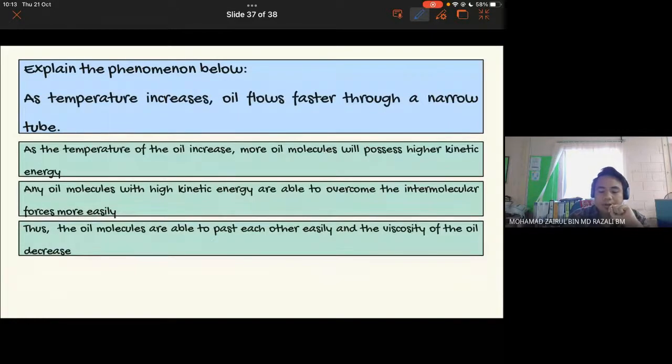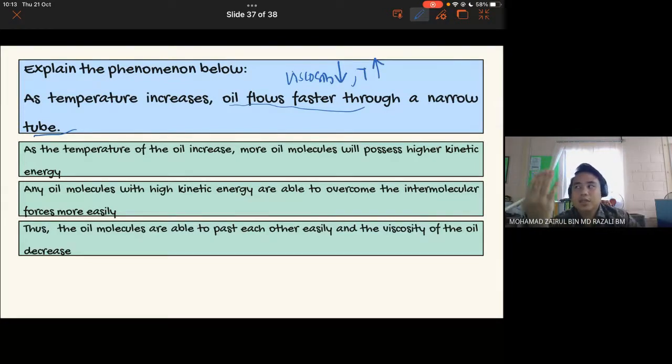Okay. So, as the temperature increases, oil flows faster through a narrow tube. Sebab kita kena... so viscosity akan decrease as the temperature increases. Sebab apa? Sebab as the temperature increases, molecules possess enough kinetic energy to overcome the intermolecular forces. So now the intermolecular forces will become weaker, so the molecules boleh pass through each other more easily compared to a lower temperature.